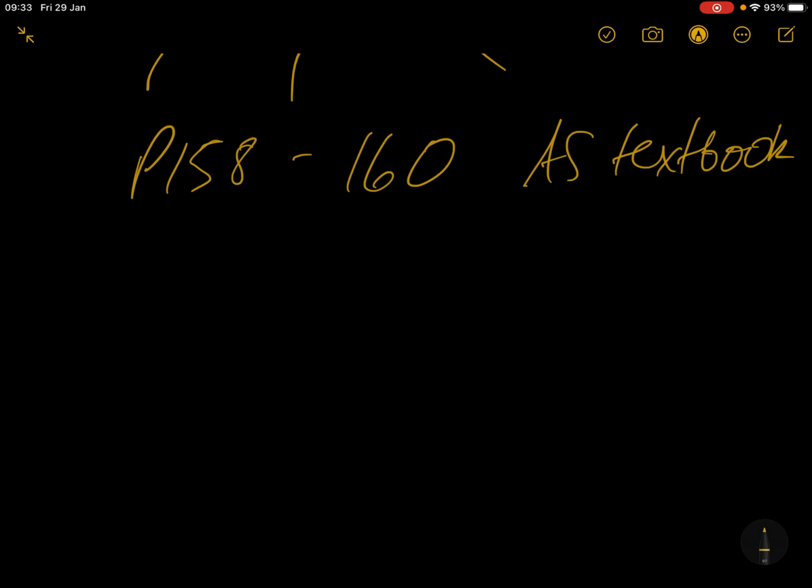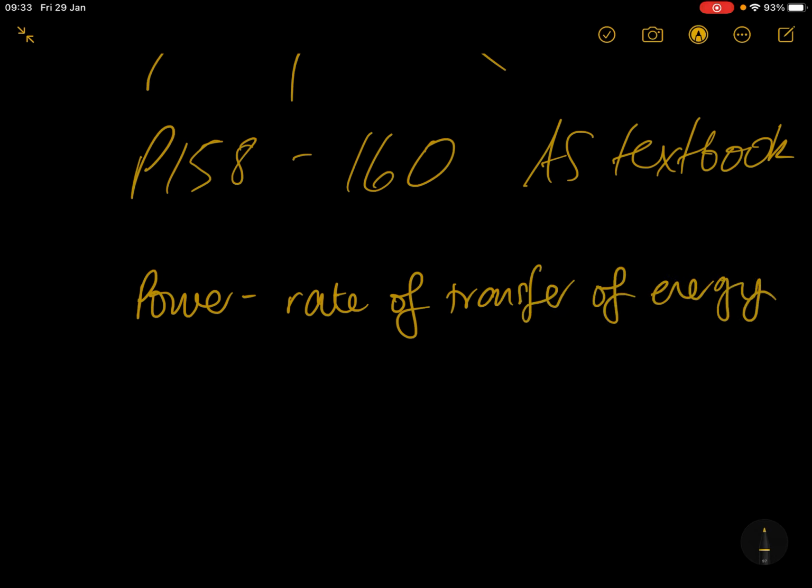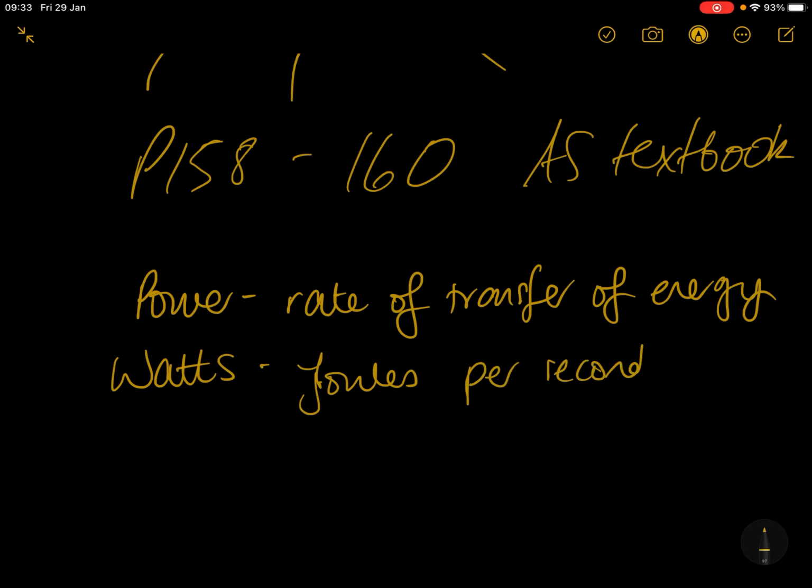So, first thing is, power, what actually is it? It's the rate of transfer of energy, effectively. Now, rate means whatever you're looking at divided by time. So power, the easiest way of thinking of it is energy divided by time. Power is the rate of transfer of energy. It's measured in watts, where 1 watt equals 1 joule per second, effectively. So 50 watts equals 50 joules per second.